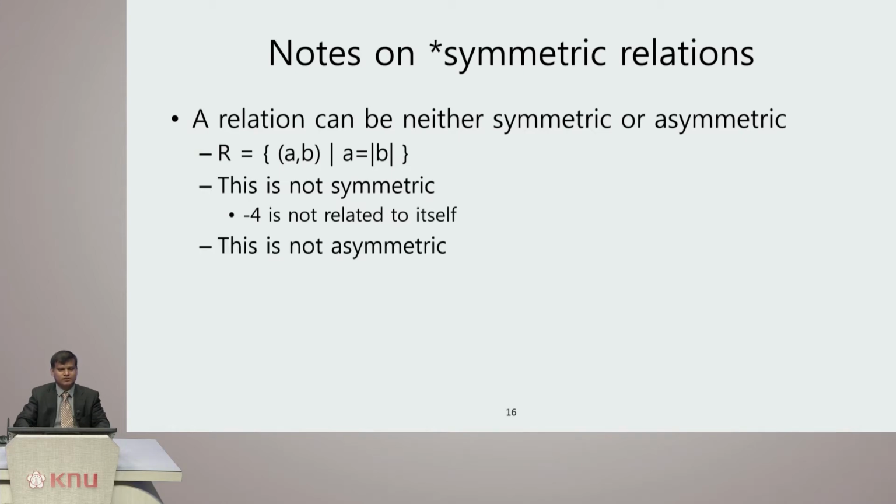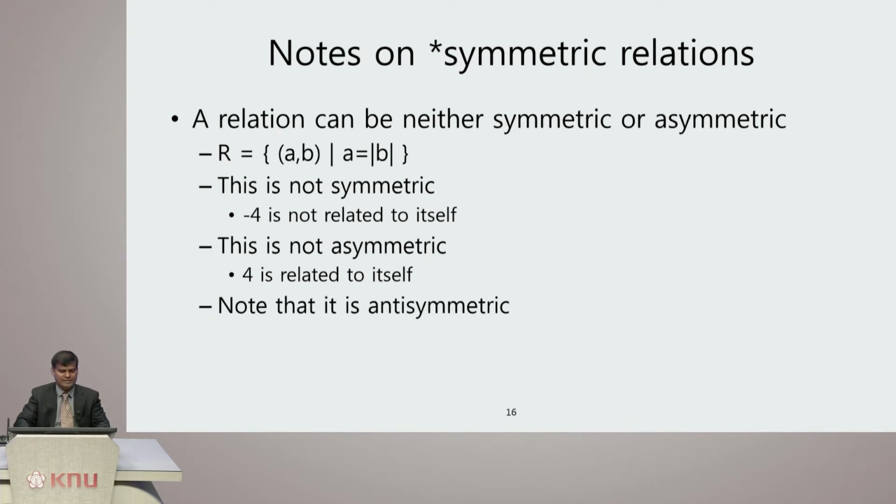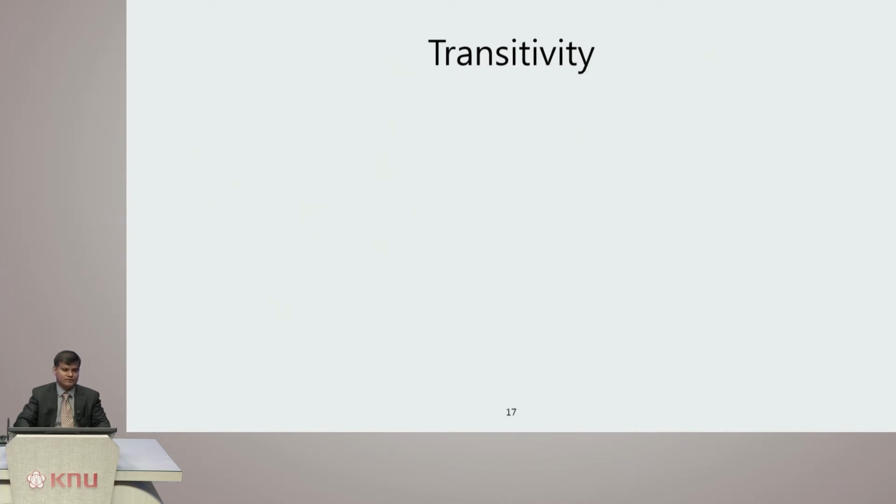So this is not asymmetric either. So 4 is related to itself. So note that it is antisymmetric, in which we say that there is a condition that A and B should be equal.